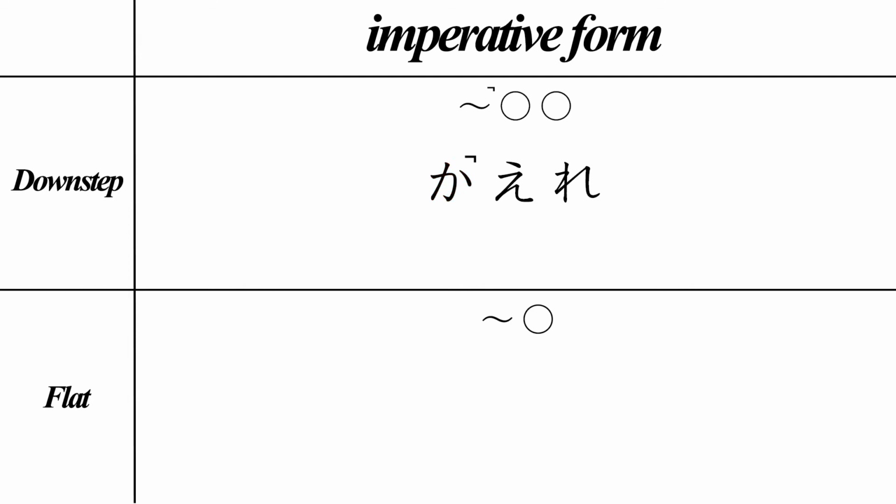In the flat type verbs, even if they turn into the imperative form, they have no accent. For example, 行く turns into 行け. Like the dictionary form, there's no accent. 行け.